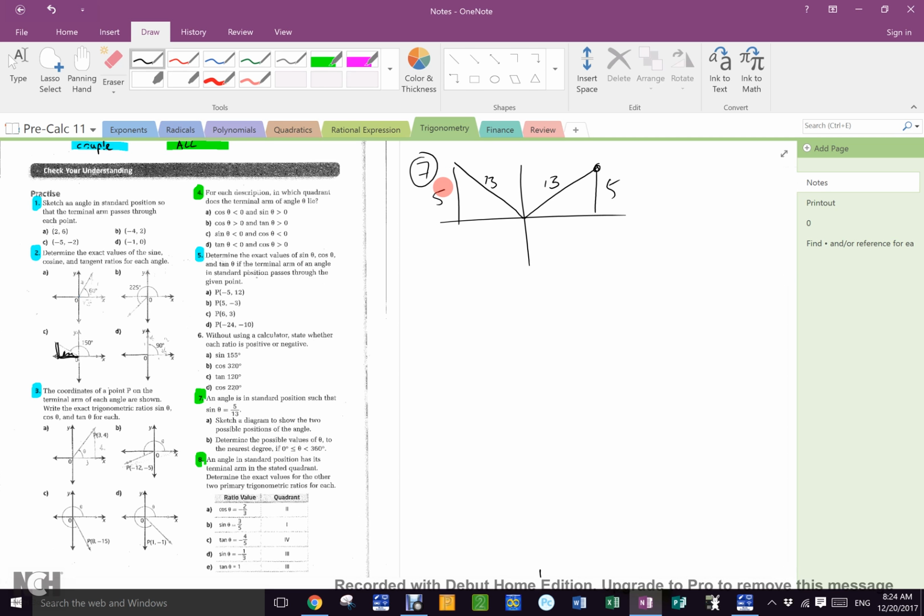And what are the values? How do you find the values of theta? You do shift sine. When you do shift sine on your calculator for 5 divided by 13, you're going to get a number less than 90, aren't you? Right? What did you get?